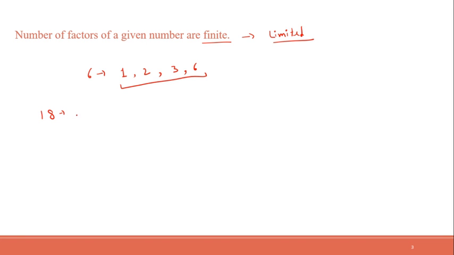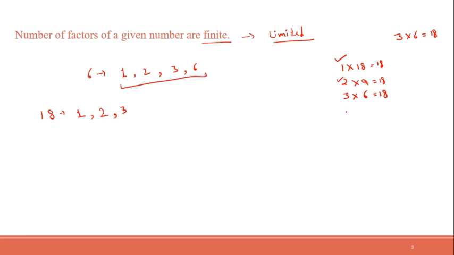Let's say 18. So 1 will be a factor of 18, right? Will 2 be a factor of 18? Yes, because 2 into 9 is 18. Then 3. Is 3 a factor of 18? Yes, because 3 into 6 is 18. Got it? If I start with 1, 1 into 18 is 18, so 1 is a factor. Then 2 into 9 is 18, so 2 is also a factor. Then 3 into 6 is 18, so 3 is also a factor.